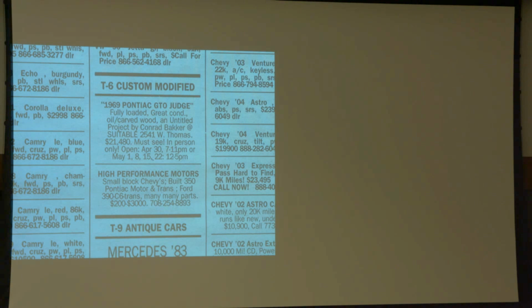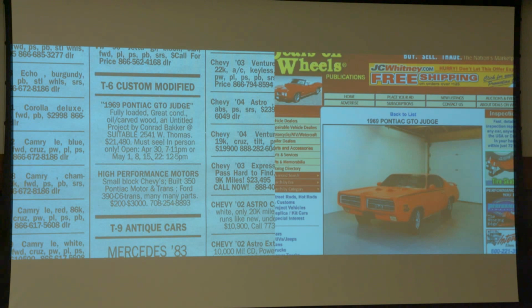The car and the exhibition was advertised in the Chicago Sun-Times in the custom modified car classifieds section, as well as Deals on Wheels, the car trader magazine, and also online. It was priced at, I didn't quite know how to think about the price of this, so I priced it at the amount that I owed on the car that I had purchased.